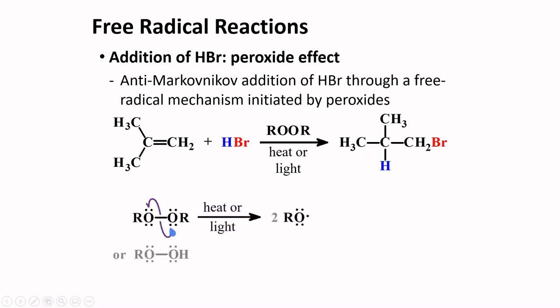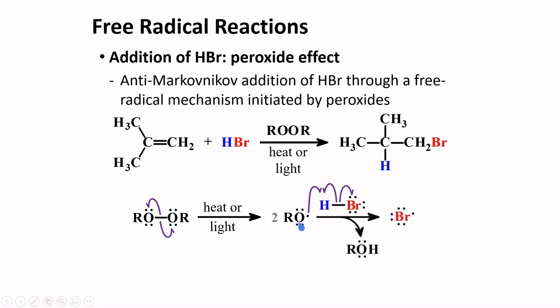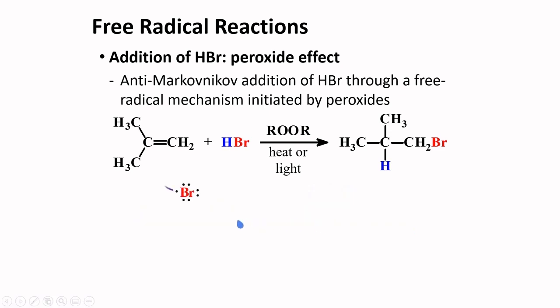Peroxides in the presence of heat or light can dissociate to form the alkoxyl radical. This radical may interact with hydrogen bromide in a free radical mechanism to form the alcohol and the bromine radical. This bromine radical can interact with a double bond to form a radical at the more stable position.